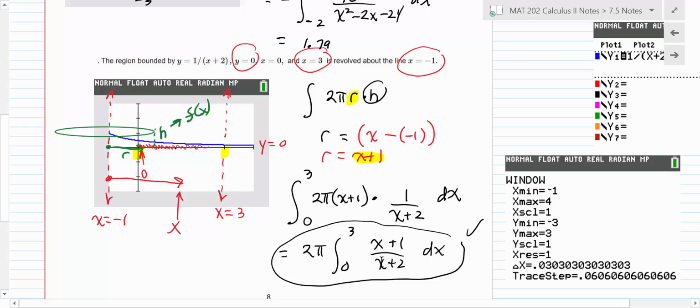Okay, you guys follow that? The radius is the tricky part to me on that one. You're just doing a distance between two numbers. That's why I'm subtracting. Okay? All right. Any questions?